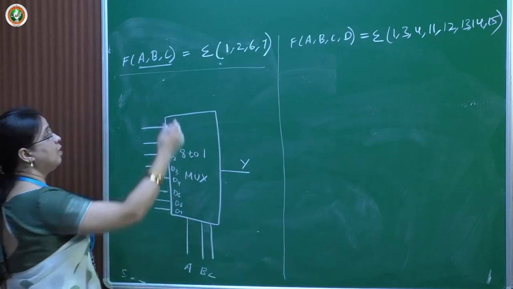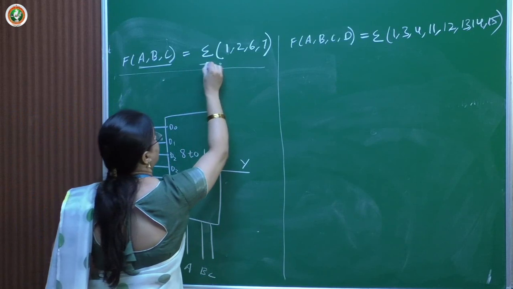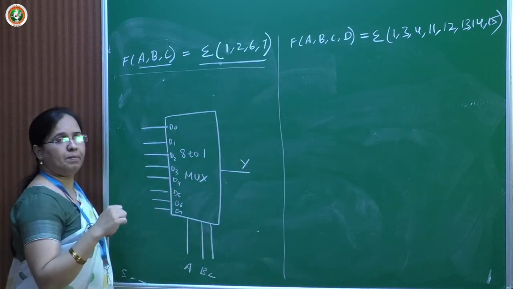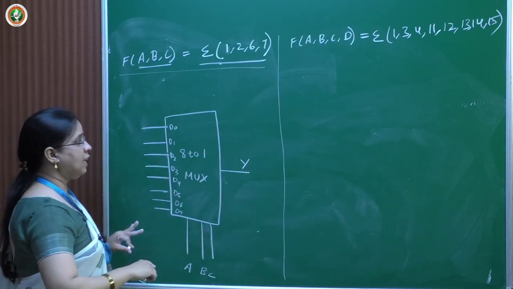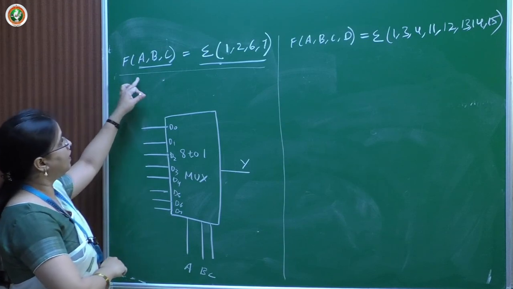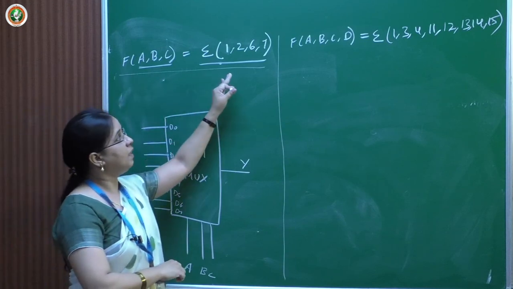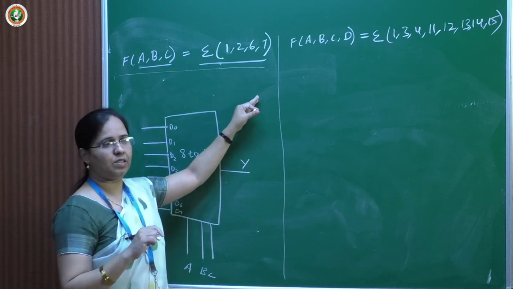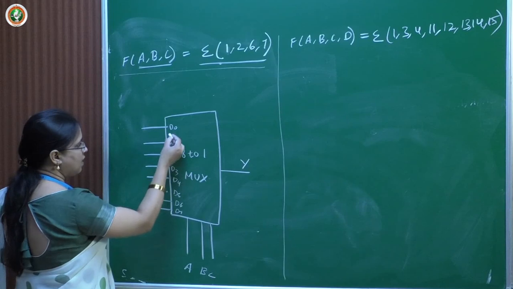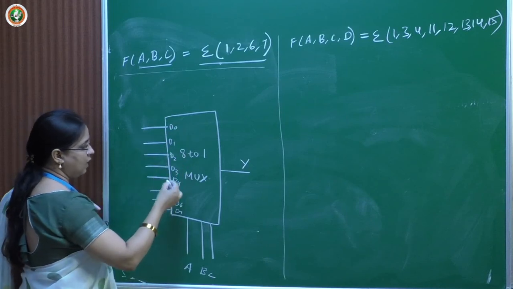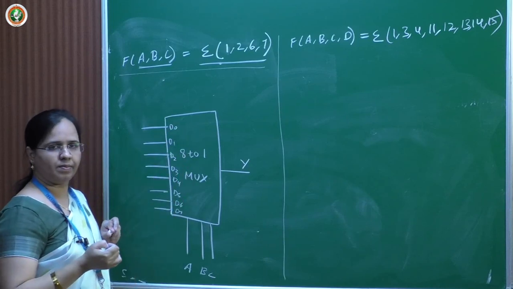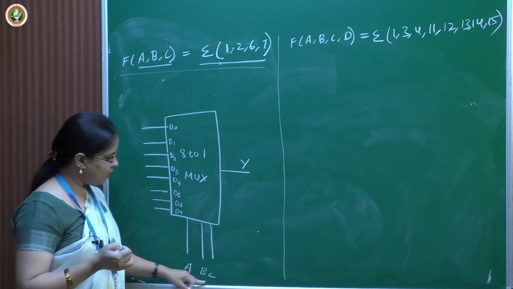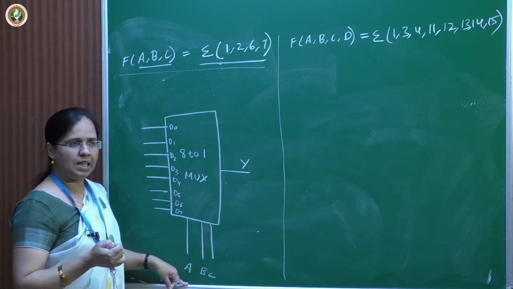So now I want to realize this expression. What is the meaning of this? The meaning is that in the truth table of three variables, the min terms 1, 2, 6, 7 have one entry. We know that D0, D1, D2, D3 and so on represent the min terms, because we have three select lines here.